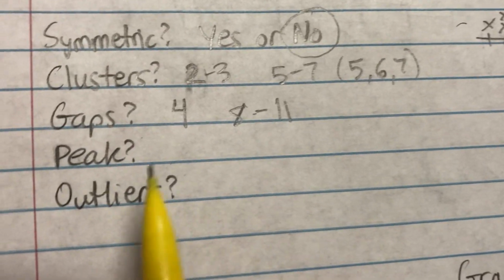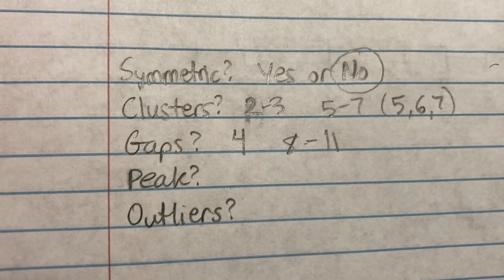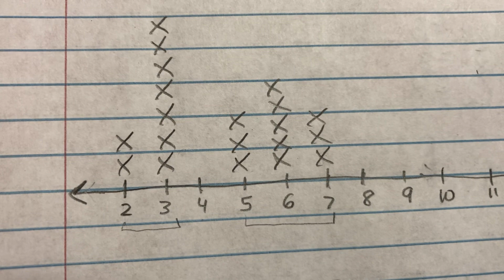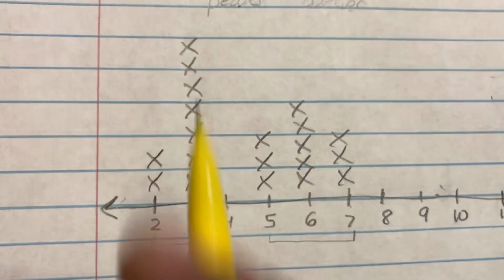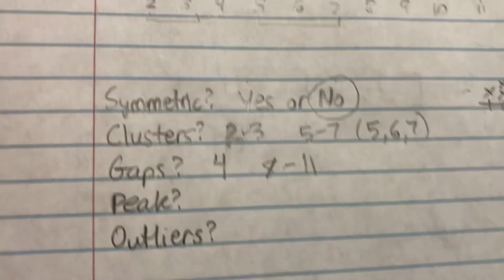Okay, so what's a peak? The peak is the number with the highest amount of data points. Which is the peak in this example? Obviously 3. 3 has the most data points. So therefore, it's the peak.